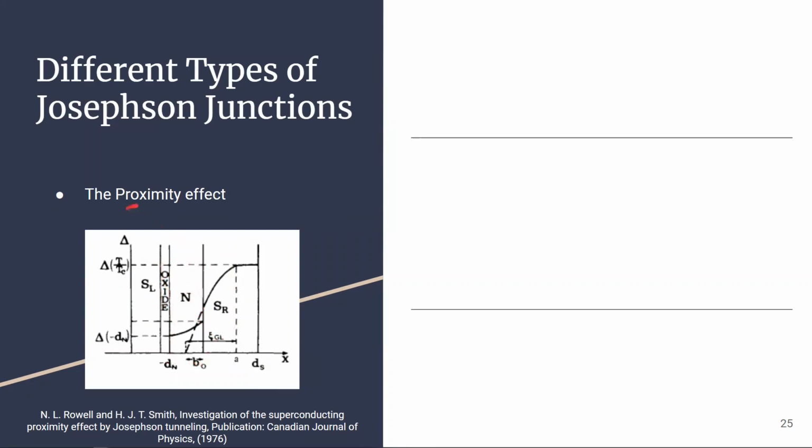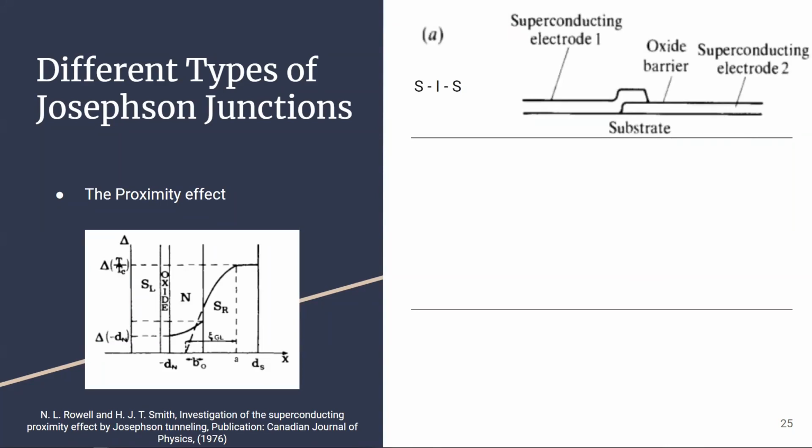Here the proximity effect means that if you have a normal metal next to a superconductor, you will observe the Cooper pair density lowering in the superconductor and the Cooper pair density in the junction increasing. So you will have tunneling in the normal metal as well, and actually rather more tunneling than you would observe in an insulator. So here, for example, this is our normal SIS junction, which is a superconducting electrode, an insulating barrier, and a superconducting electrode again.